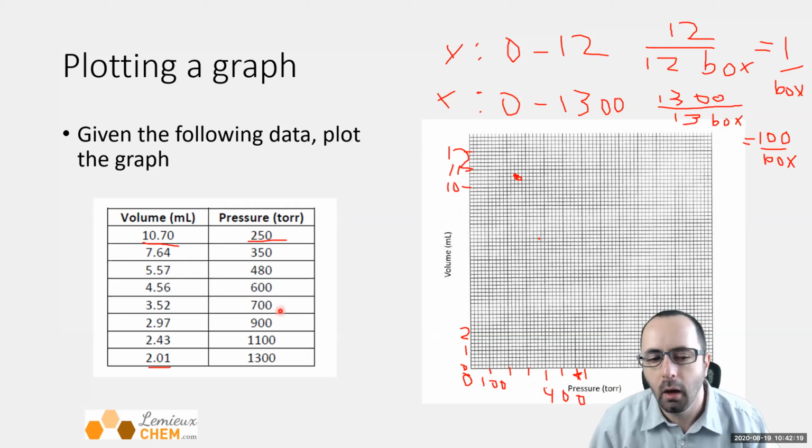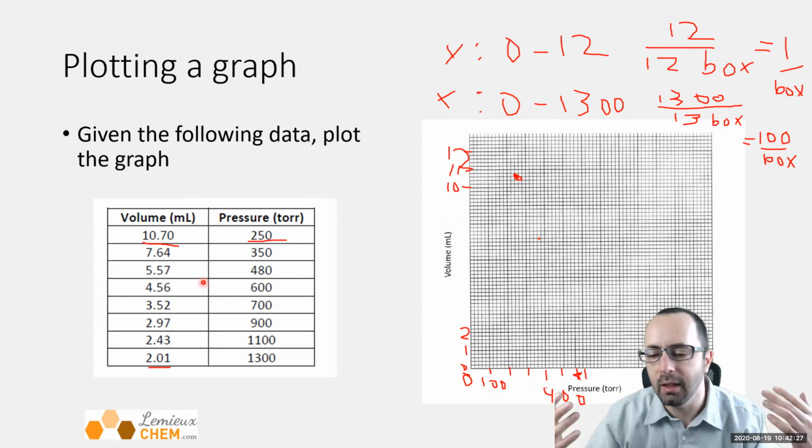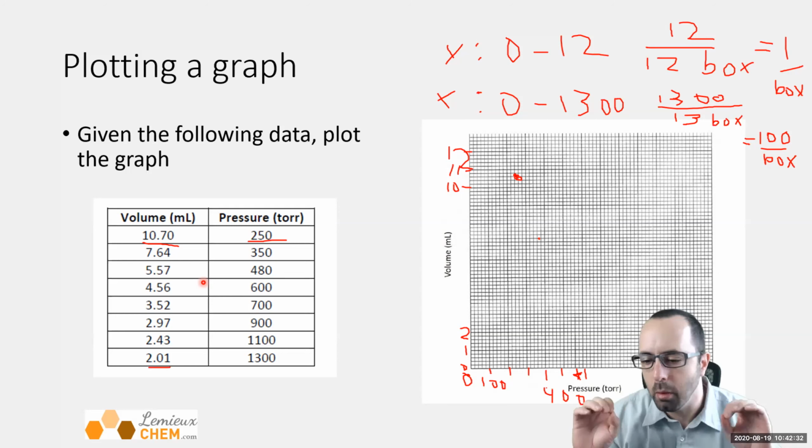Figure out what range you could have that could be easily divided into that. So here, going 0 to 12 means we can very easily divide into 12 boxes. That's the formula, recipe way.